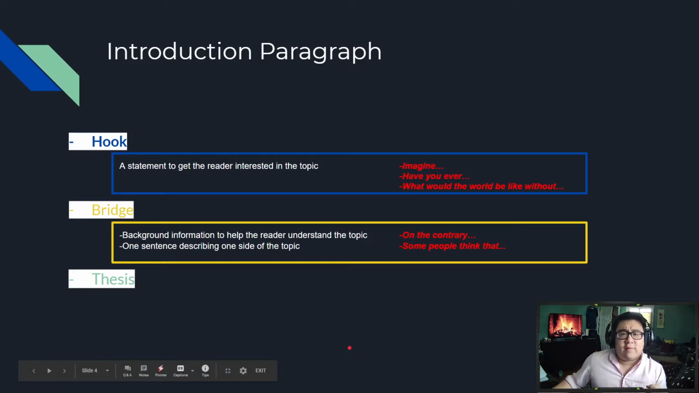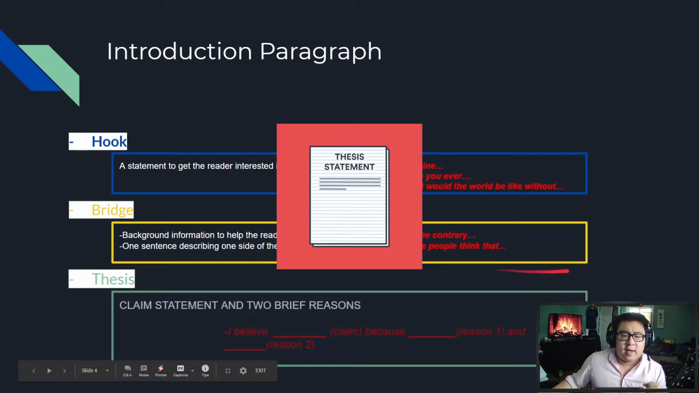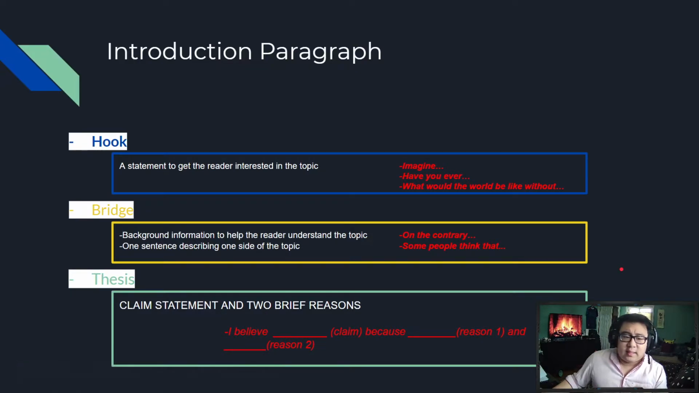Then we have our thesis. This is the big one. This is the heavy hitter. A thesis is a claim statement and 2 brief reasons. And this is going to set up the whole essay, right?